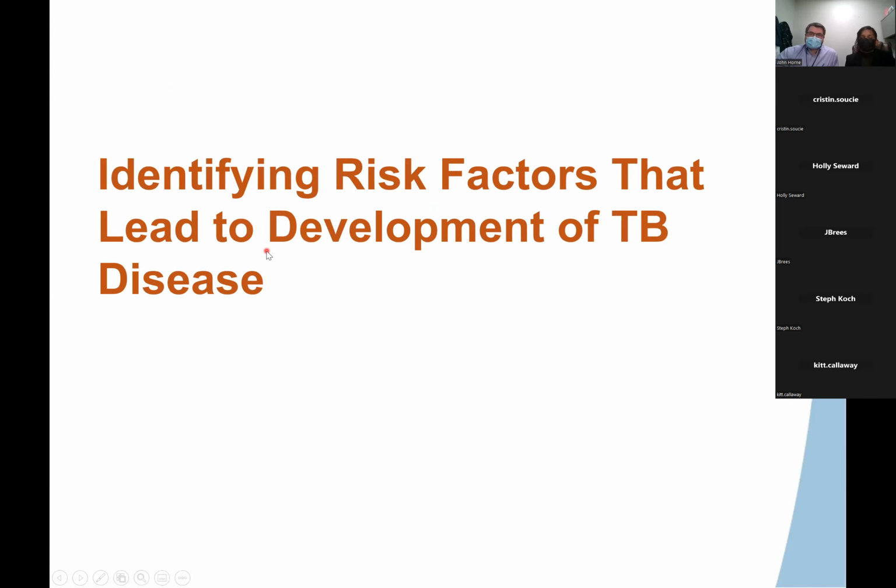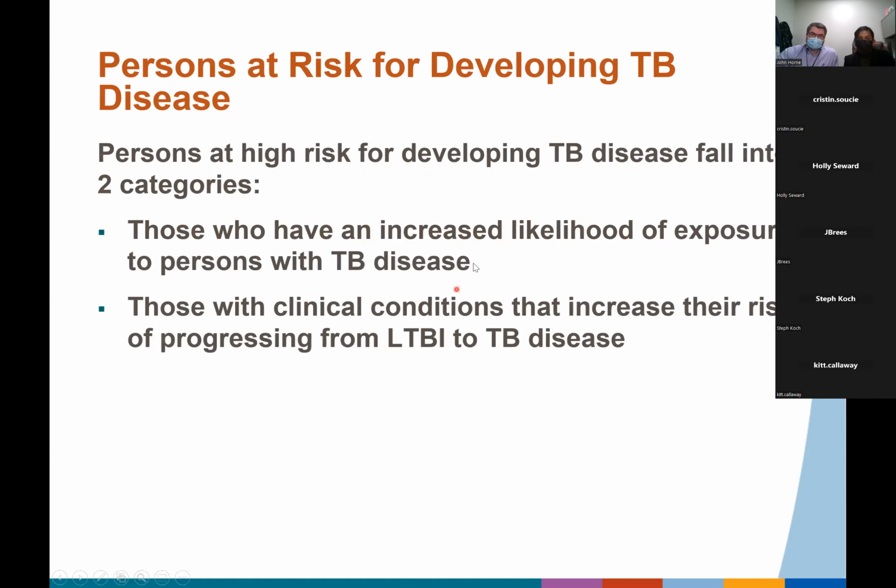Identifying risk factors that lead to the development of disease. So people at risk for developing tuberculosis disease fall into two categories. Those who have an increased likelihood of exposure to people with tuberculosis, and those who have clinical conditions that increase the risk of progressing. So who they were around, like what their exposure was, and then how immunosuppressed they are.